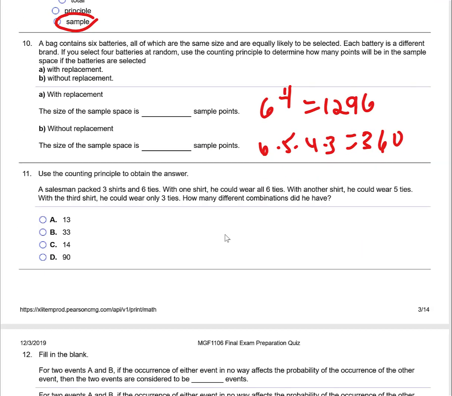And number 11, in this one, a man is packing up some shirts and ties for a trip. With one shirt, he could wear all 6 ties. With another shirt, he could wear 5 ties. And with a third shirt, he could wear only 3 ties. So how many different outfits can he make? He can make 14 outfits.